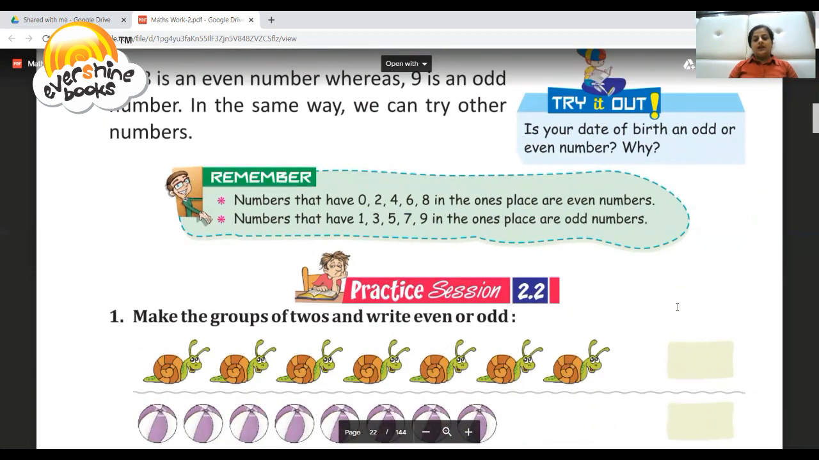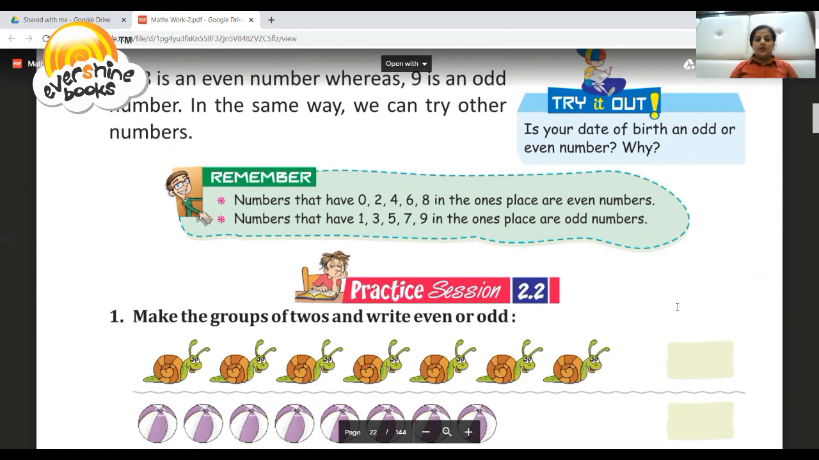See, it is written here, try it again. Is your date of birth odd or even? My date of birth is 5, that is odd. In the month of Feb, it means 2, it is even. And it is an odd and even combination.